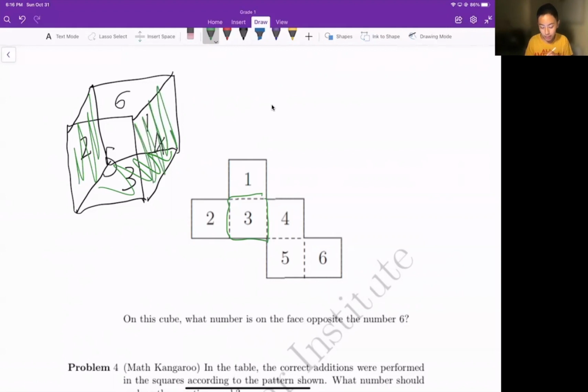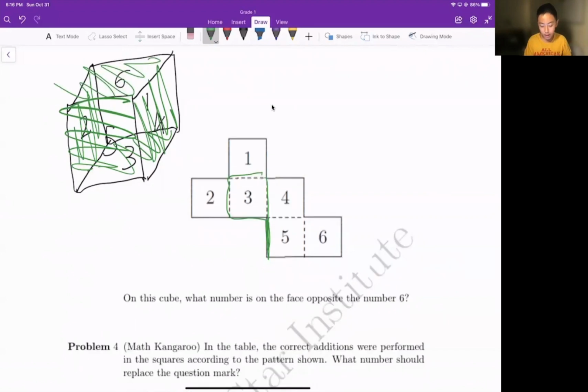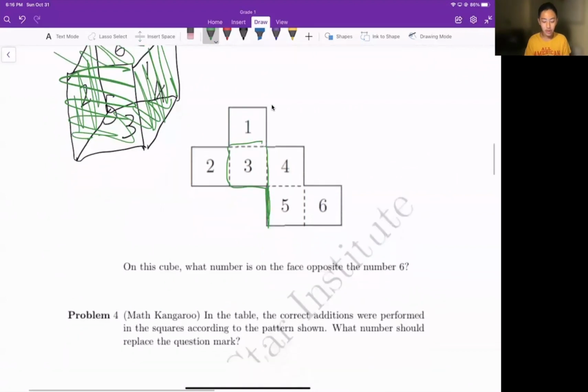And when you fold 4, the 5 goes up and it folds to the left. So therefore 5 should go in front of the cube, while the 6 folds directly above the 5 and lands on top. And also the 1 is on the back. What number is on the face opposite of that of the number 6? And the answer should be 3.